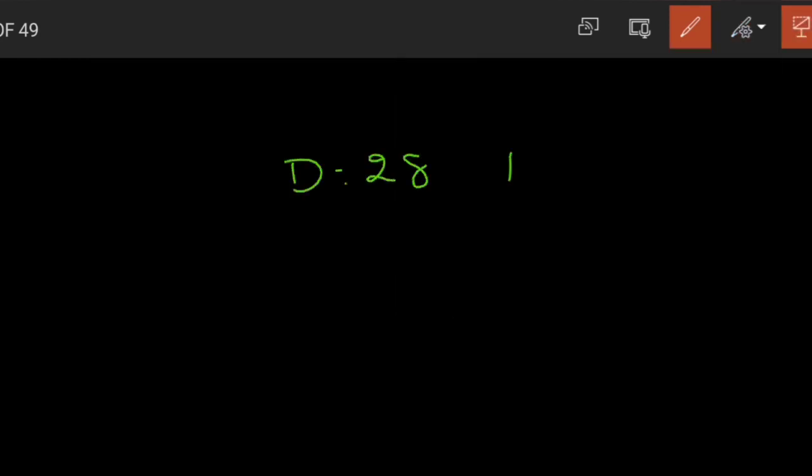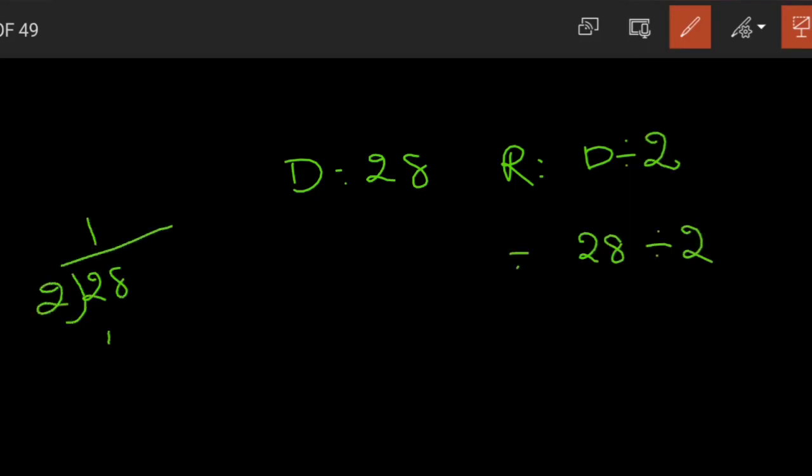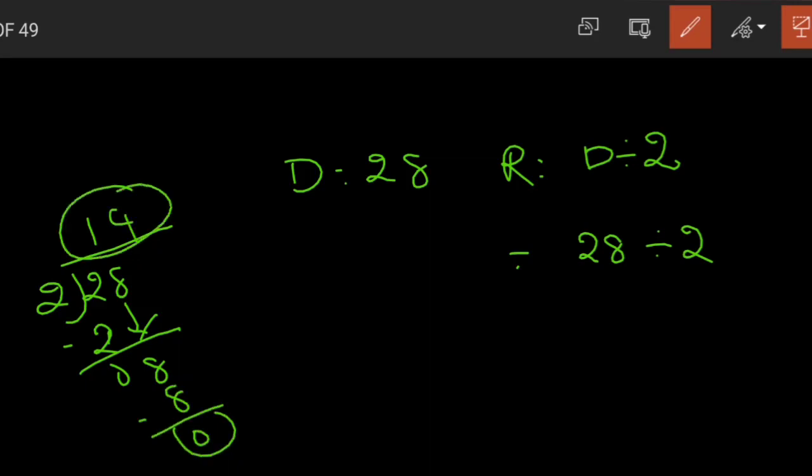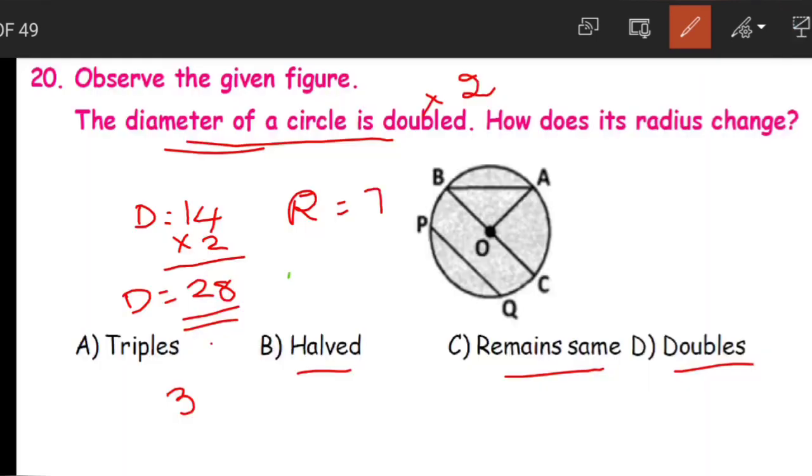Diameter is equal to 28. Radius is equal to diameter divided by 2. That is 28 divided by 2. When we divide, 2 ones are 2. When we subtract, 0 is remaining. 8 brought down. 2 fours are 8. When we subtract, 0 is our remainder. So what is the quotient here? The quotient is 14. That is nothing but radius is equal to 14 centimeters. Understood? What is our new radius? 14 centimeters.